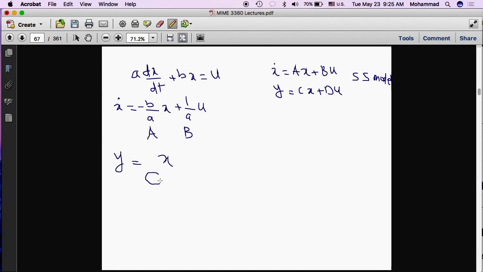Look at the standard form of state space. The standard form says y is equal to C times x plus D times u. So what is C equal to? 1. And what is D equal to? Did you say 0? You're absolutely correct, because y is equal to x and there is no u in it, which means D is equal to 0. That was one example.